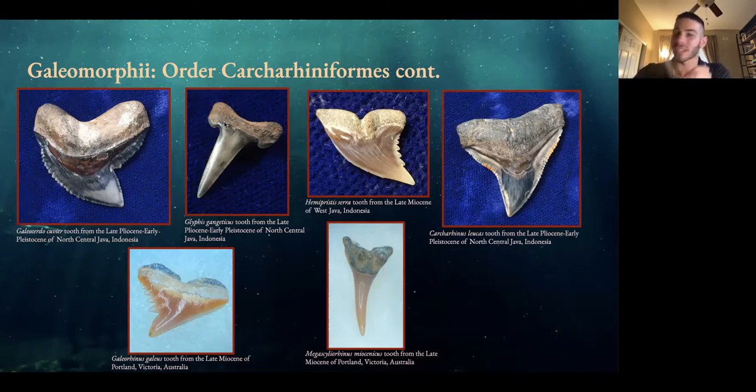Next to it is a Glyphis gangeticus lower tooth. This is from the Ganges shark, which is a rare shark, and they are considered a true river shark, meaning that they can inhabit freshwater river territories. This is from the same locality as the tiger shark. We have a juvenile Hemipristis serra tooth from the late Miocene of West Java, Indonesia.